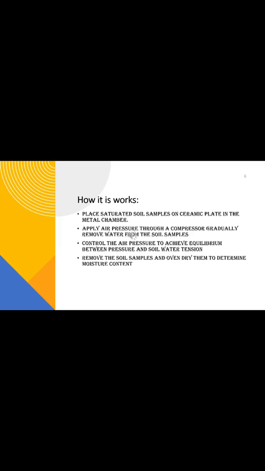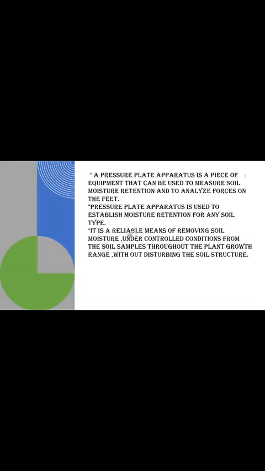A few points about the pressure plate apparatus. A pressure plate apparatus is a piece of equipment that can be used to measure soil moisture retention and to analyze forces on the field. It is used to establish moisture retention for any soil type. It is a reliable means of removing soil moisture under controlled conditions from the soil samples throughout the plant growth range without disturbing the soil structure.